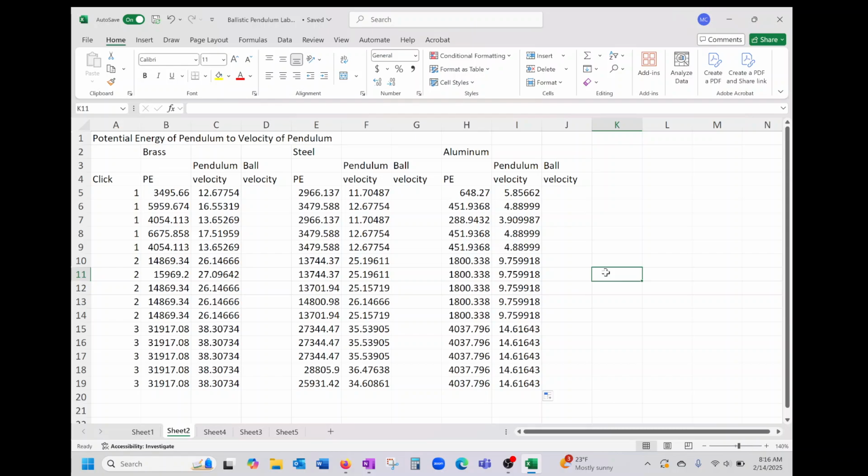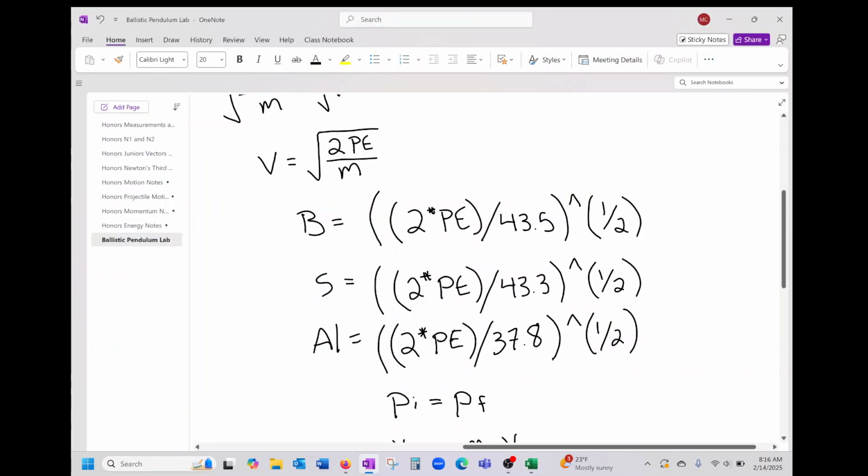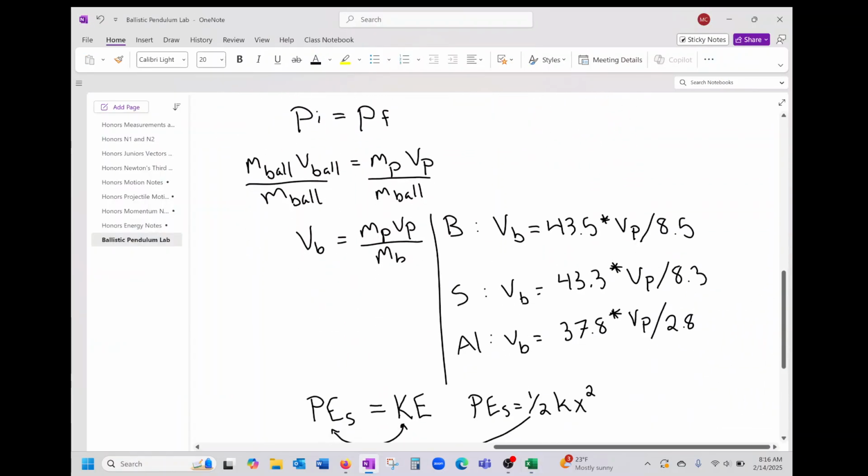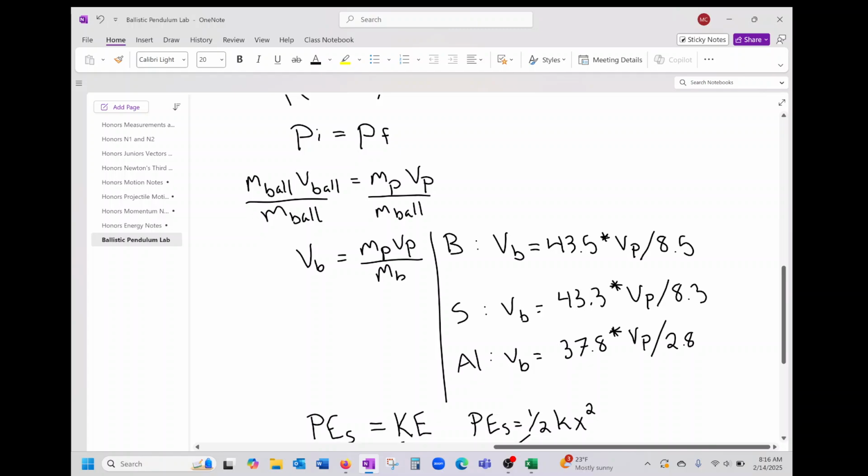Now, in order to calculate the spring constant of the spring, we need to know what the kinetic energy of the ball was before it collided with the pendulum. This is actually going to be a conservation of momentum equation. So if we go down here, the initial momentum of the ball is going to be equal to the final momentum of the pendulum and the ball.